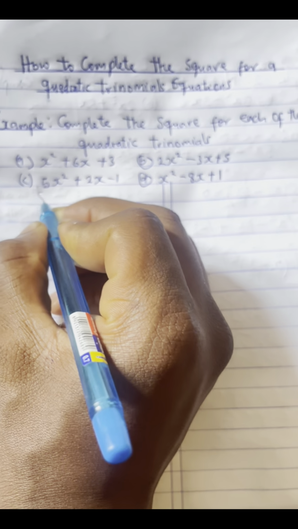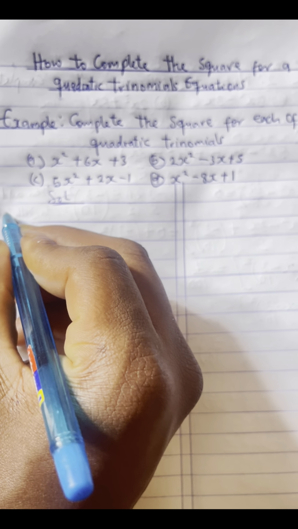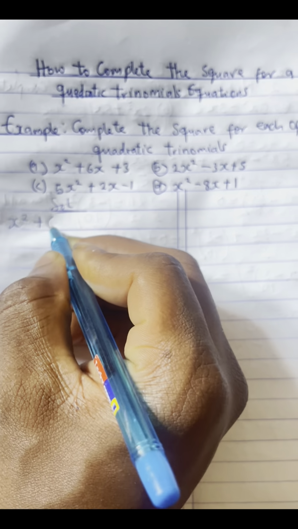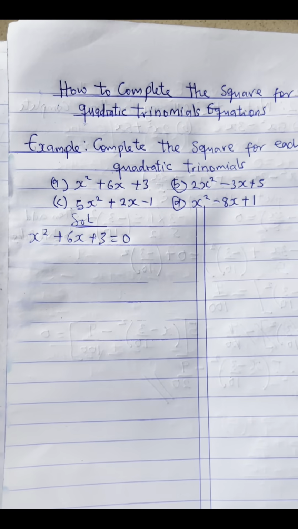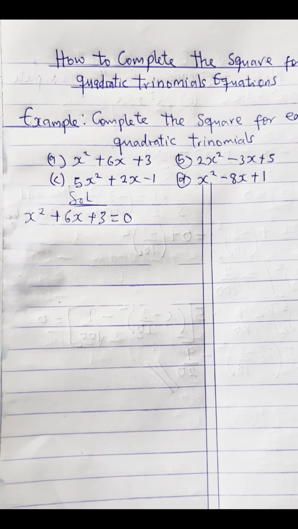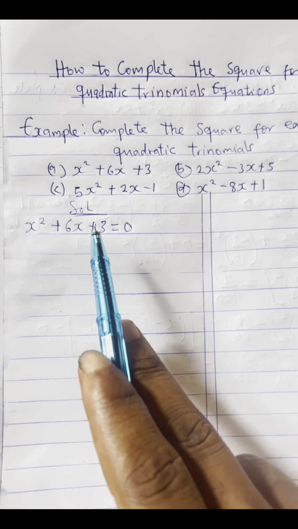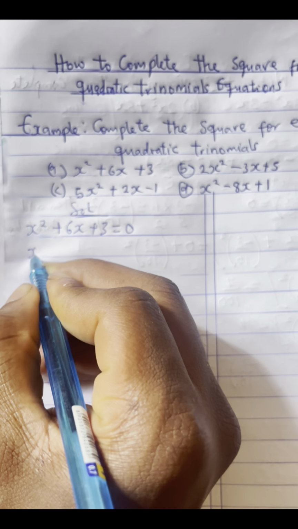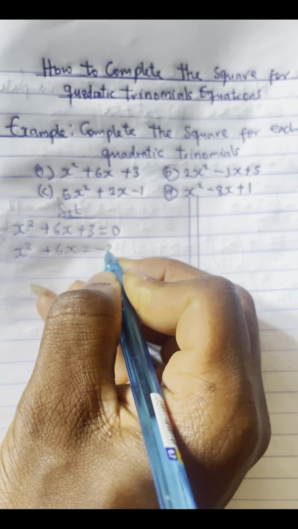So let's start. Solution. The first question is x squared plus 6x plus 3. I can then equate it to 0. So this is the first question. I am to complete the square of this first question. So guys, the first thing I can do is equate it to 0. The next thing is that I can bring this plus 3 to the other side of the equation. So we have it as x squared plus 6x equals minus 3.